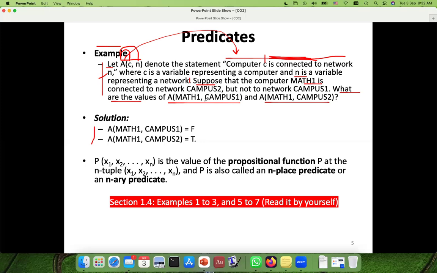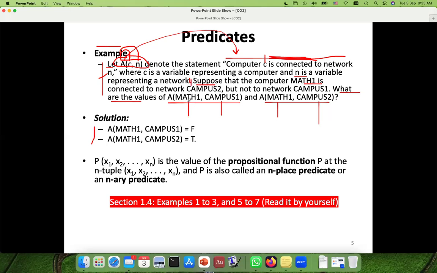Here now you don't have the variables. Here the values to those variables are assigned. Math 1 is a value given to C. Campus 1 is a value given to N in this logical expression, in this mathematical equation. Similarly, Math 1 is a value given to computer, Campus 2 is a value given to the network. So now you have to give the answer to this question, that what are the values of this and that by using this existing information. That is easy.